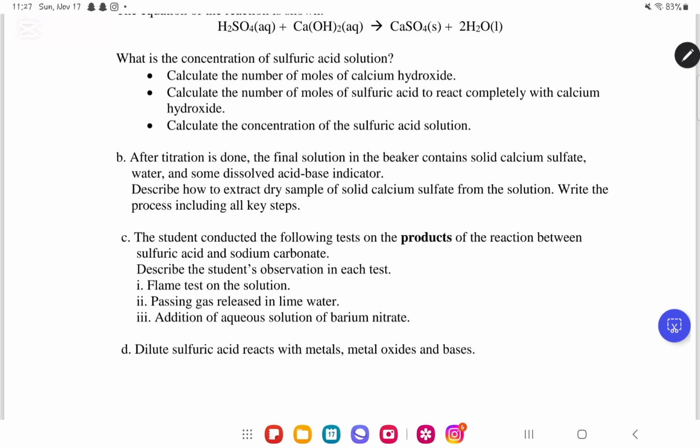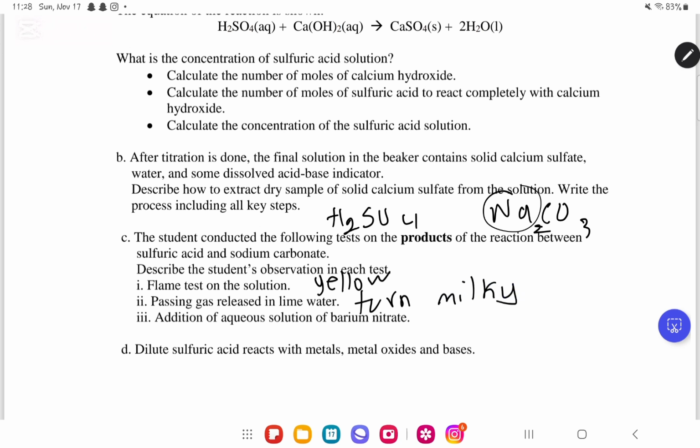Alright, part C. The student conducted the following test on products of the reaction between sulfuric acid and sodium carbonate. Sulfuric acid is H2SO4. Sodium carbonate is Na2CO3. If they did a flame test, then the Na would react and give them a yellow flame. If you pass the gas in lime water, it will turn milky because the carbonate will release carbon dioxide. Now, if you add barium nitrate, when barium reacts with SO4, it will form a white precipitate.